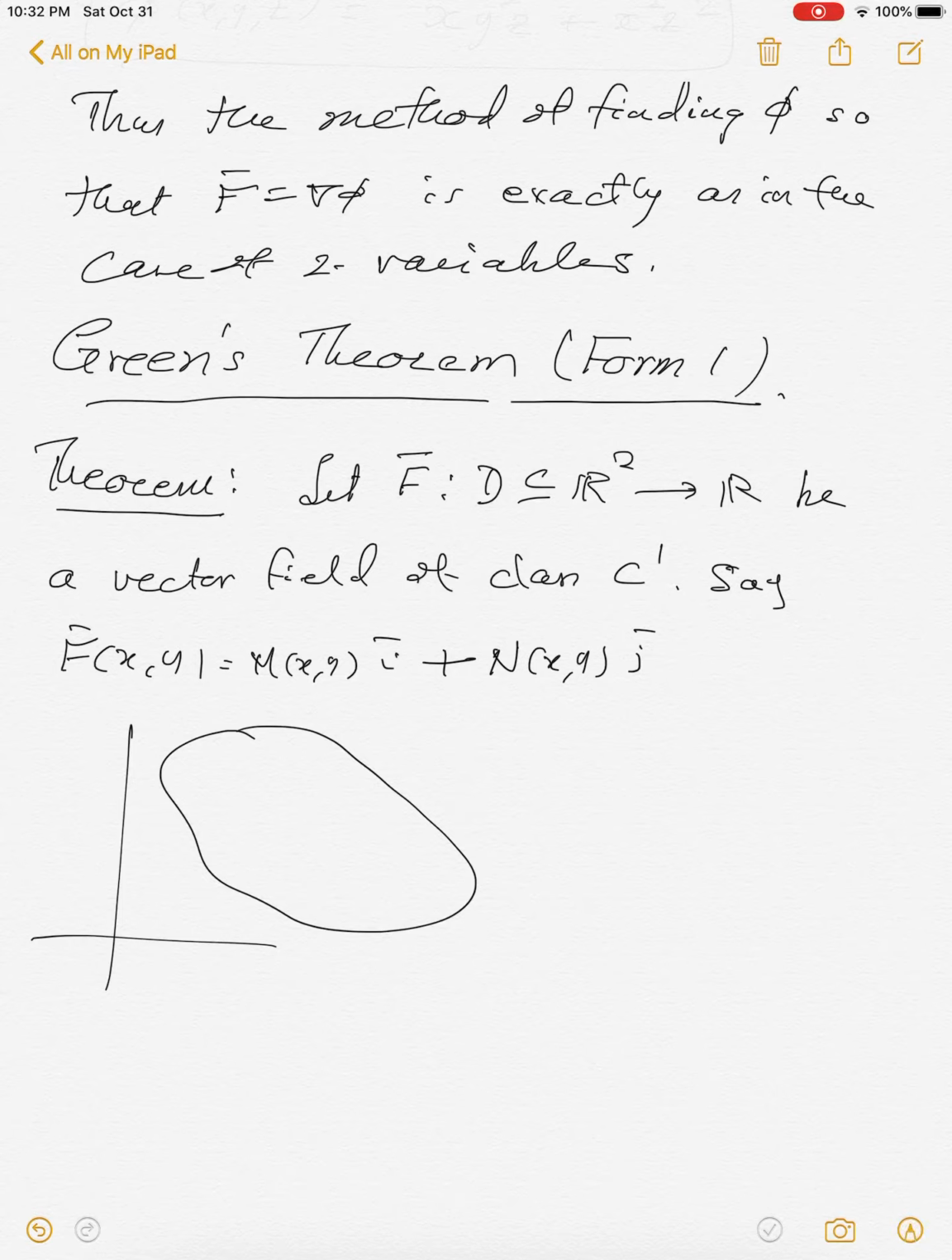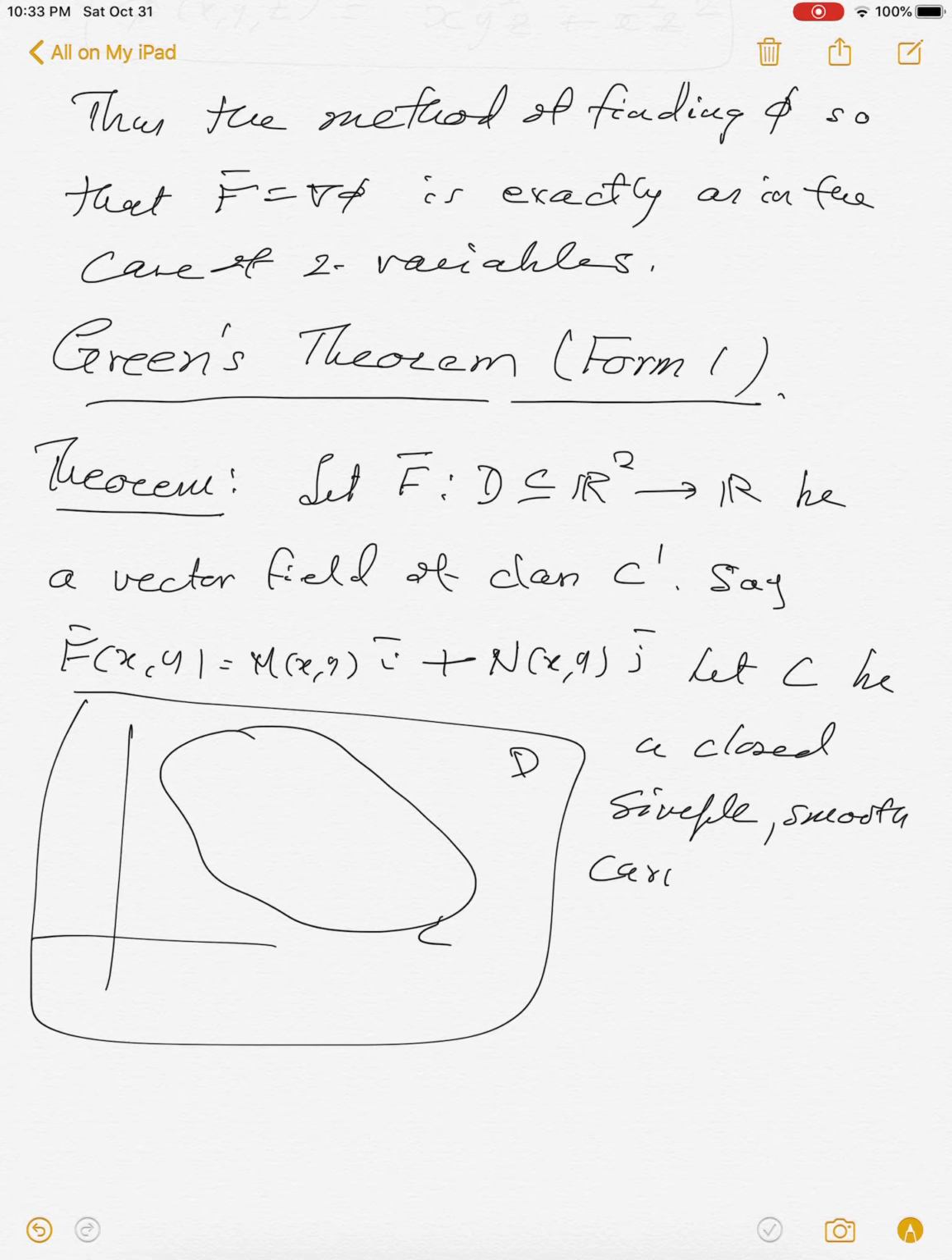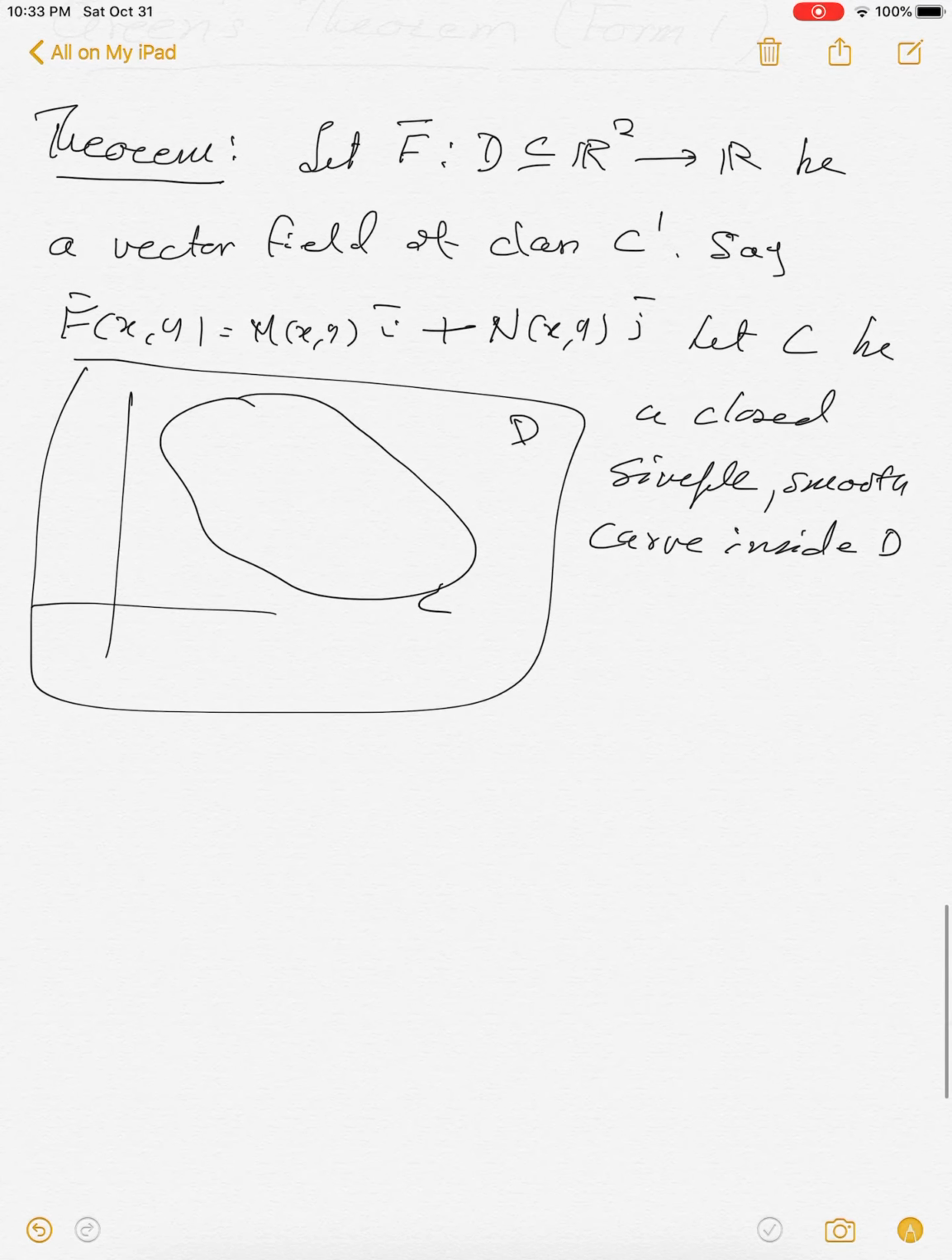Plus n of x, y j bar. So here is a picture. Here is my D, and I have a closed curve. Maybe I'll do it like this. This is my D, and I have a closed simple curve inside D. So let C be a closed simple smooth curve inside D.